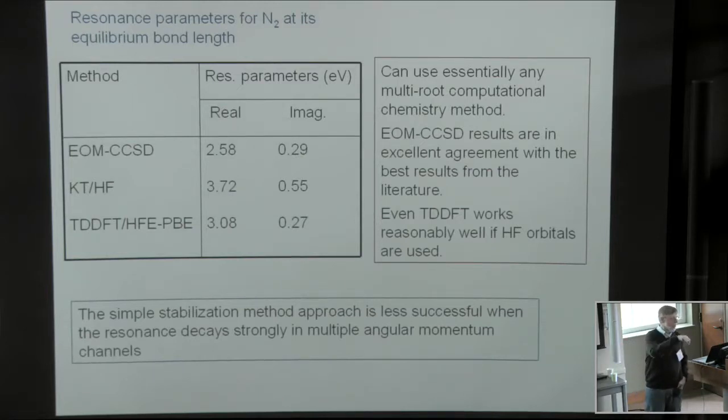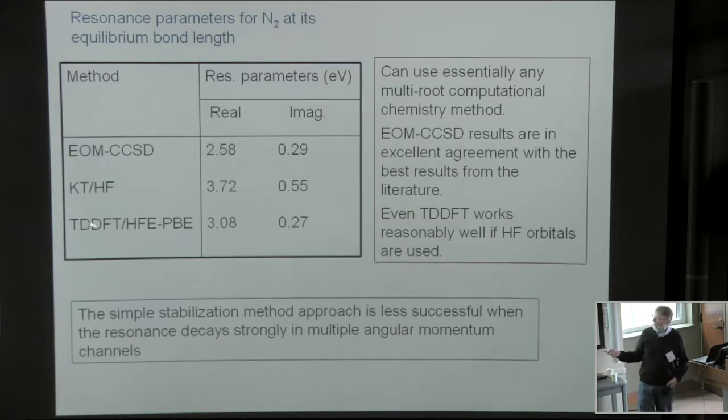So this is at the equilibrium geometry of N2. We get an energy of 2.6 eV, which is very close to experiment, and a width of 0.3 eV, which is very close to the values that are extracted from fitting experiment.